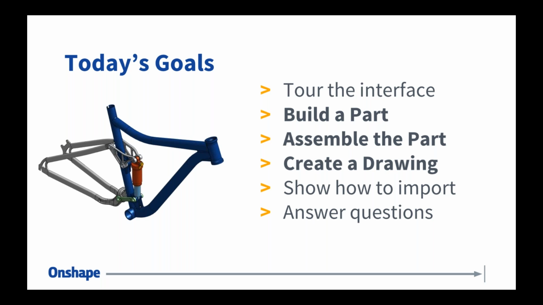And all the while going through all the various pieces of the interface necessary to do these things, right? So again, think of it as a high-level day in the life of an Onshape engineer. So build a part, assemble it, and then create a drawing. Of course, I'm going to walk you through import. Import's a very simple thing to do in Onshape, but I do want to walk through that. There's an icon in the interface that allows you to do it.